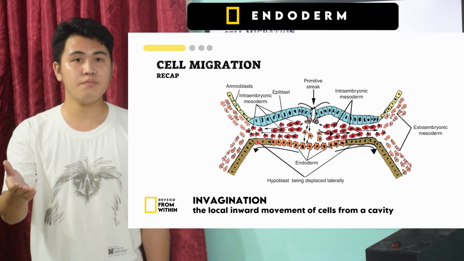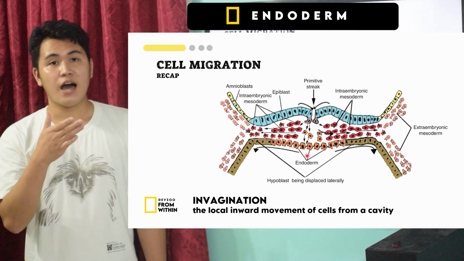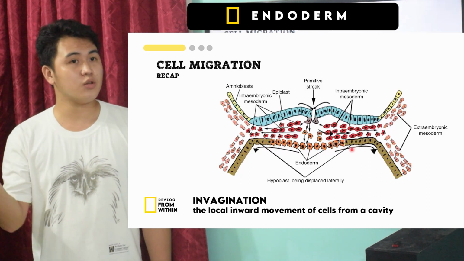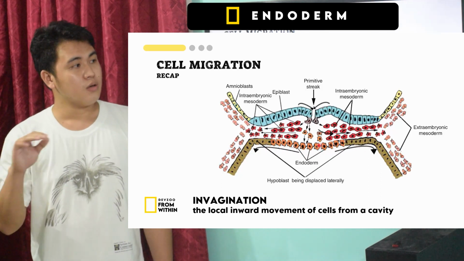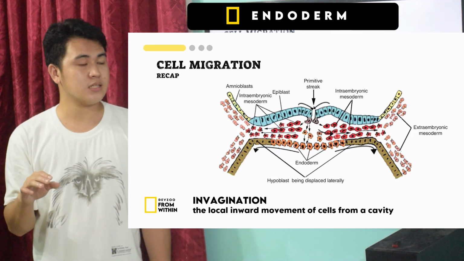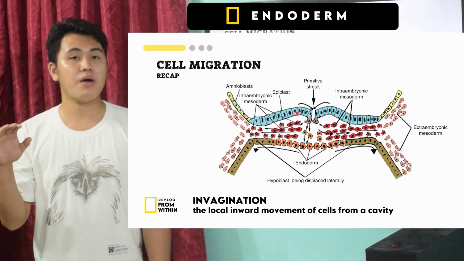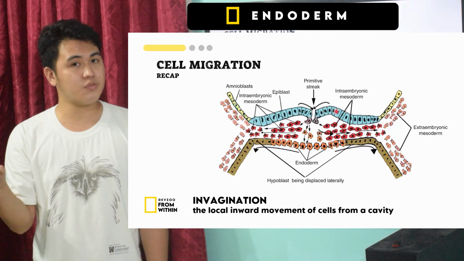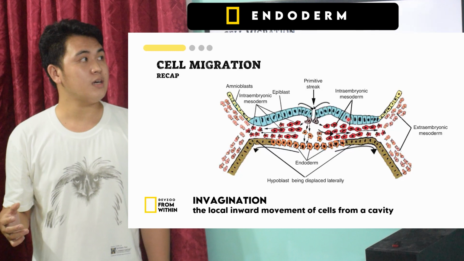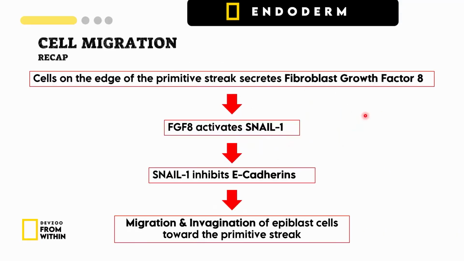Okay. For the endoderm, it replaces the hypoblast and the following processes, which include the formation of mesoderm, which fills the gaps between the hypoblast and epiblast. And finally, the remaining epiblast will become the ectoderm. So that's how the endoderm forms.